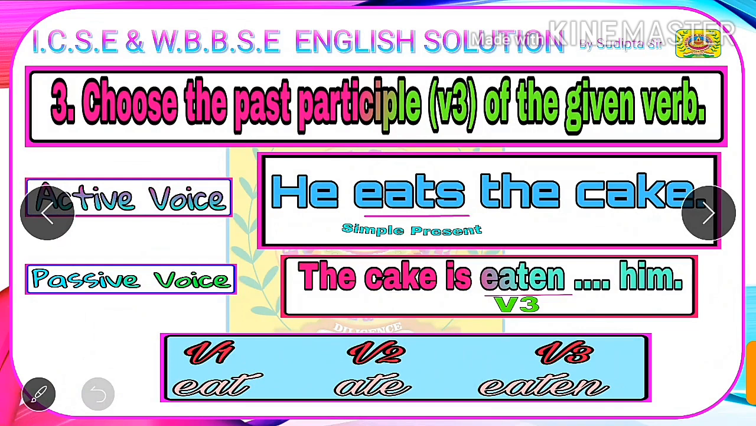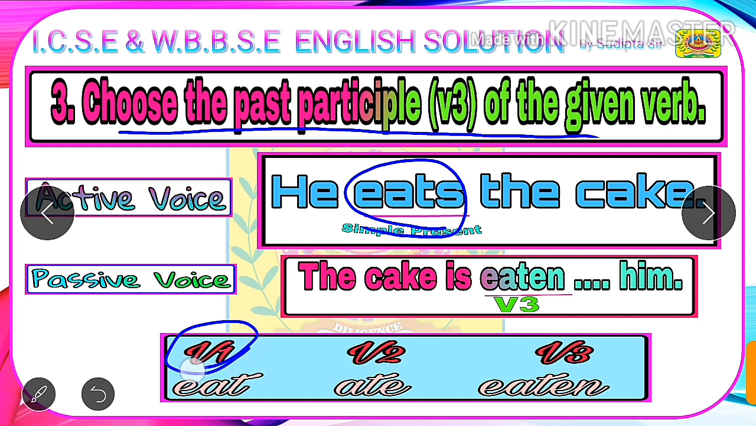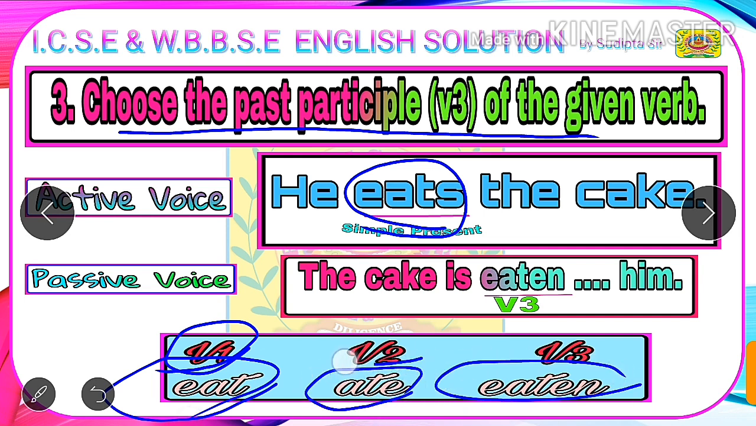After completing this, our third step is to choose the past participle form, that is the V3 form, of the given verb. Students, here the verb is eats, E-A-T-S, which is eat in V1. V1 means the base form. The base form of the verb is eat, the V2 form is ate, and the V3 form is eaten. V2 means the past and V3 means the past participle. So we have to use the past participle form in passive voice. In passive voice we always use the past participle or V3 form of the given verb. So it becomes eaten here.